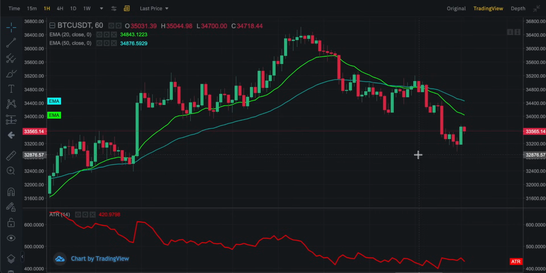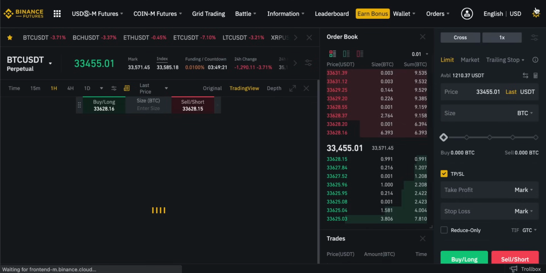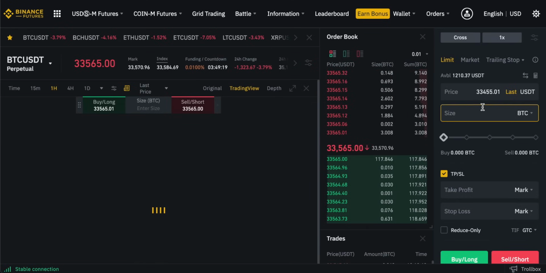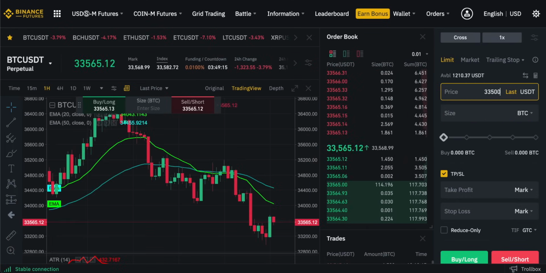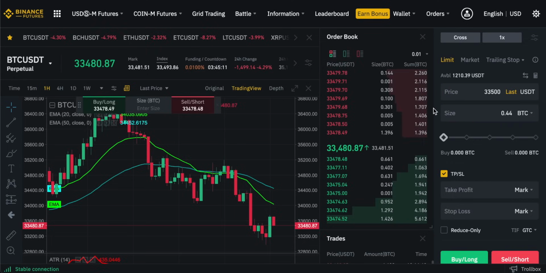So we can come back right here. We can then go onto our trade. So we know exactly how many we can trade right now. So we can go long at 33,500 and we know we can trade 0.44. With this risk management strategy, then you can really use this on any type of trading strategy that you want.